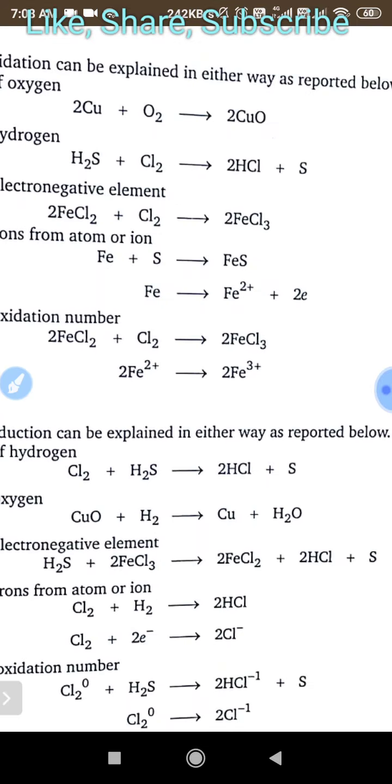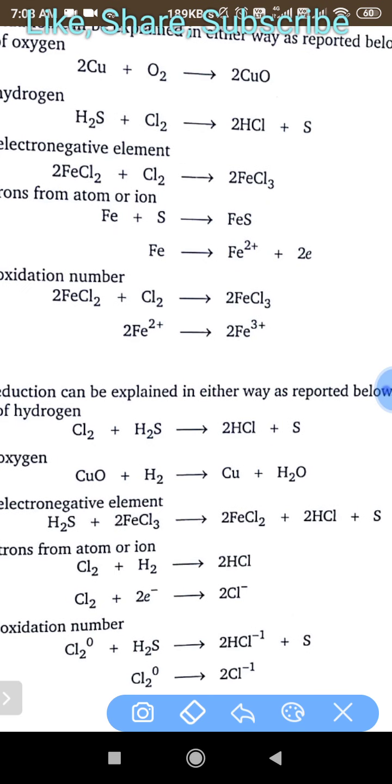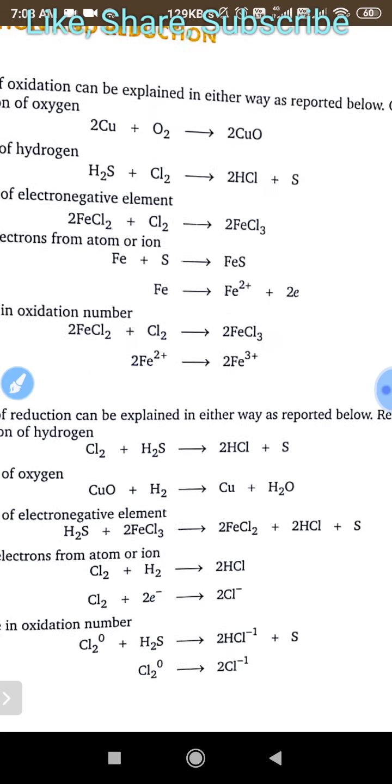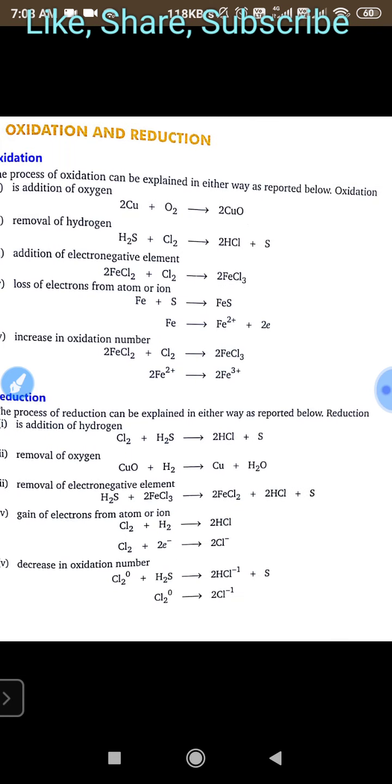And increase in oxidation number also. If you can see here in this process, ferrous is converted into ferric ions. Fe2+ is converted into Fe3+. So you can see here the oxidation number is increasing. So this is also a process of oxidation.